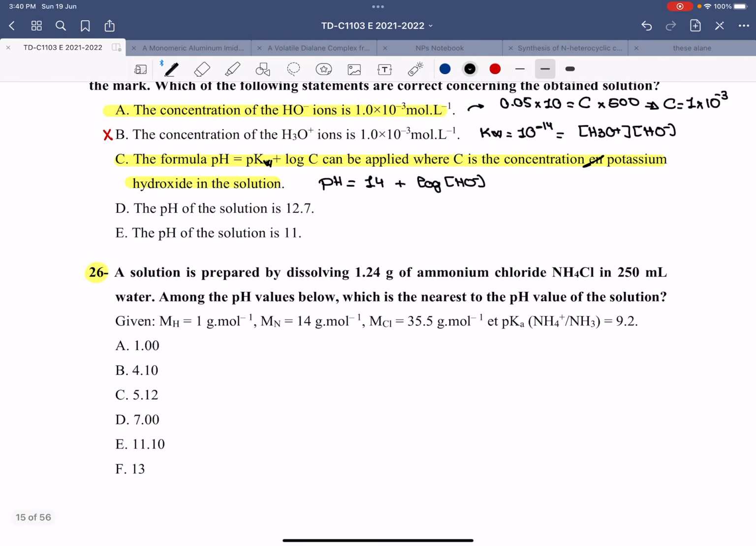The pH of the solution is 12.7. Let's find. So it's 14 plus log HO minus. No, it's not 12.7. The pH of the solution is basically 11. No, it's 14 minus 3. So 3 correct answers.